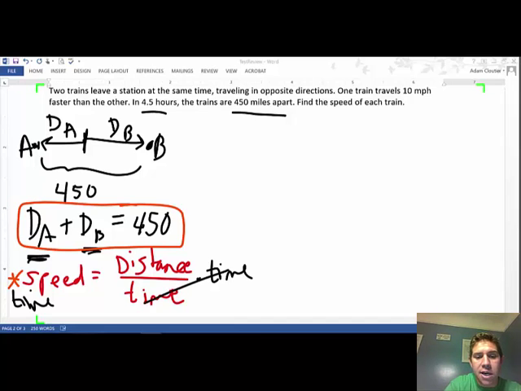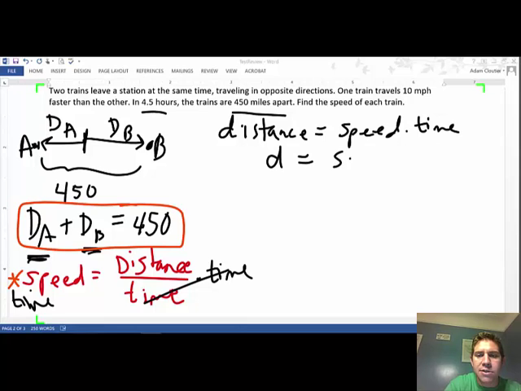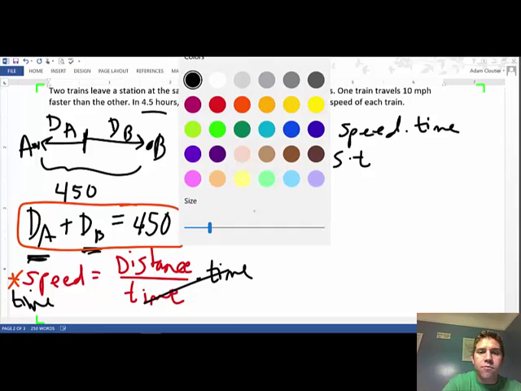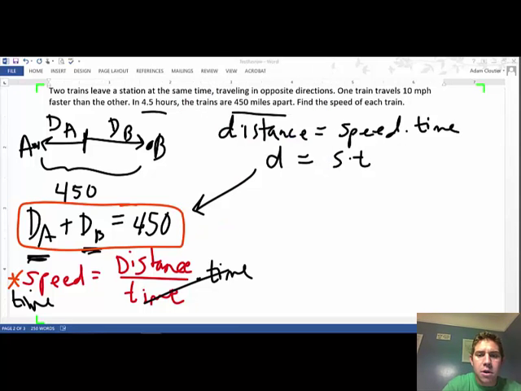When I do it on the right-hand side, the times cancel out, and I get distance equals speed times time. Or we could just say d is equal to st or ts. It doesn't matter which way we write it. Now I'm going to bring that back into this equation and rewrite it. Let's change colors. If I have distance of A and distance of B is equal to 450, really what I'm going to say is distance, which is s times t, for train A.